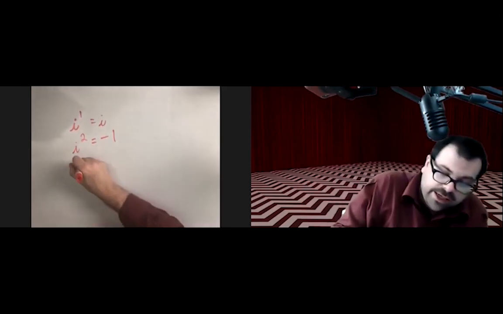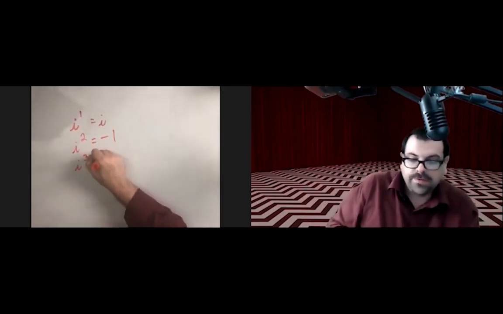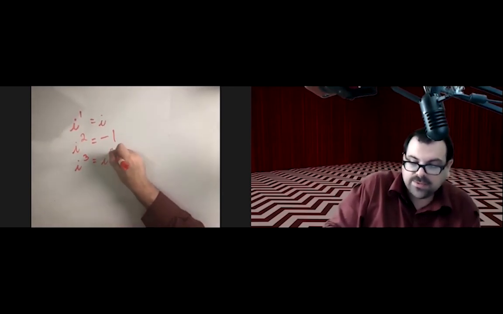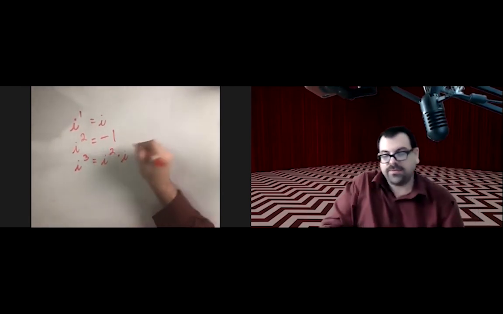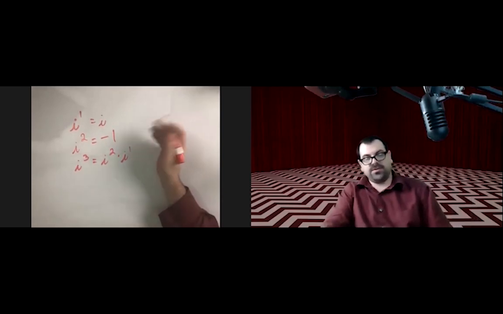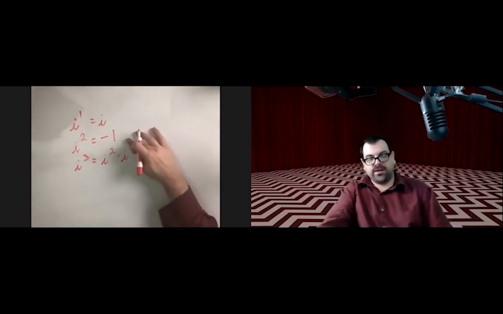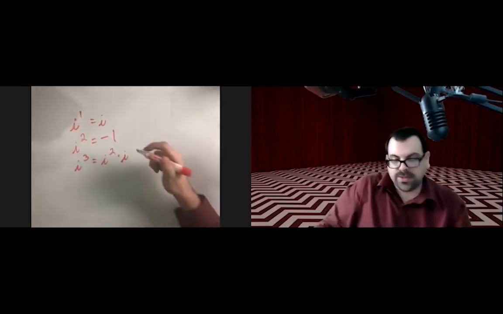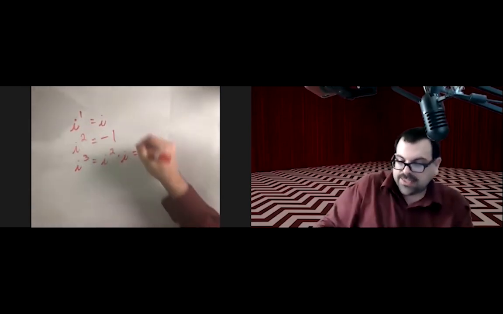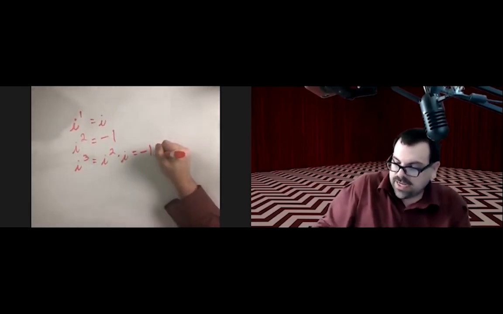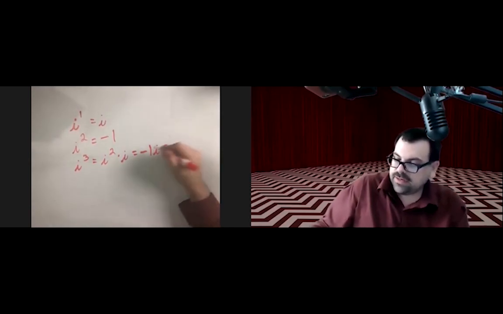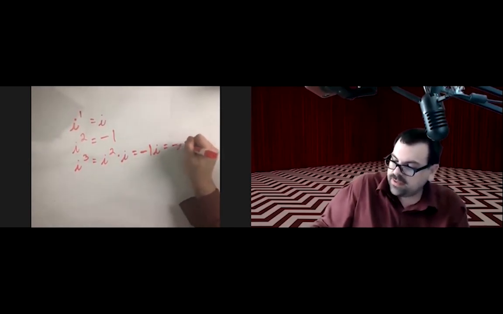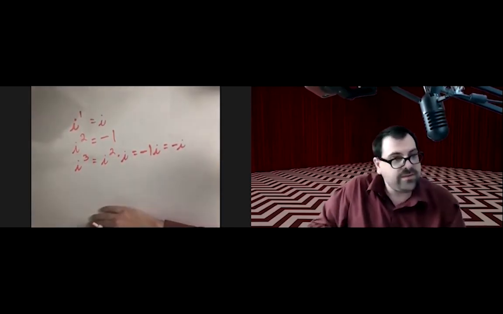For instance, i cubed, we can write as i squared times i. So that's i squared times i to the first. Add the exponents, we get 3. i squared times i. Well, i squared is negative 1, and i is just i. Negative 1 times i is negative i.